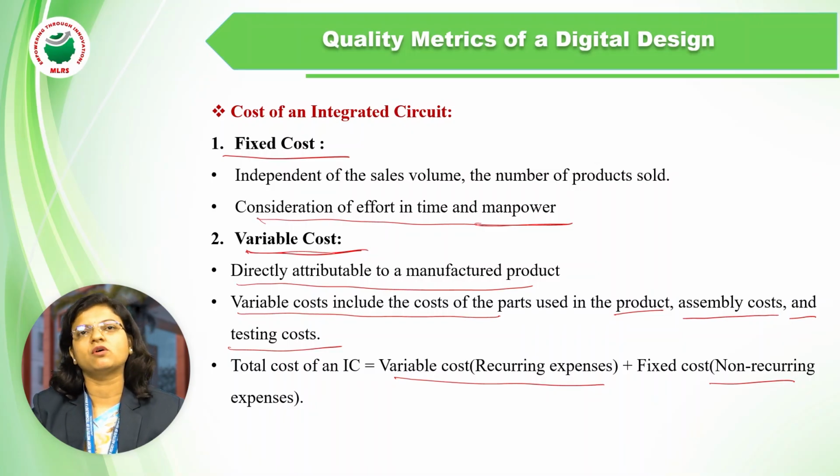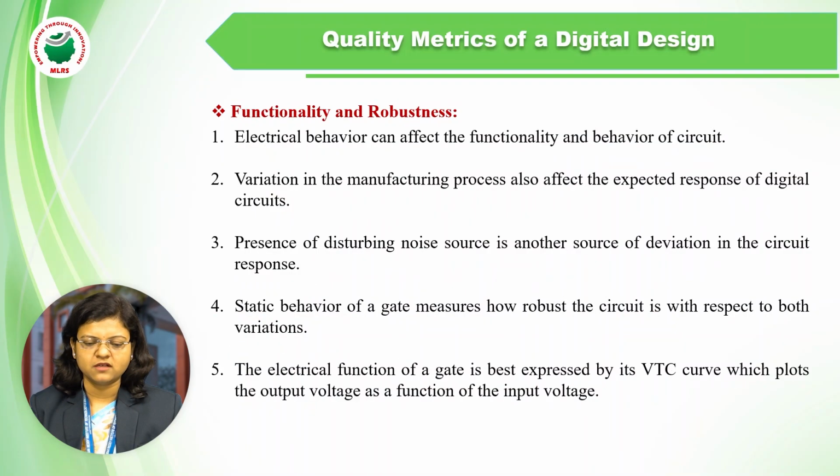So the total cost of the IC is the summation of these two parameters, fixed cost and variable cost. So this is the first quality metric. The second quality metric is functionality and robustness. On which parameters do the functionality and robustness depend?